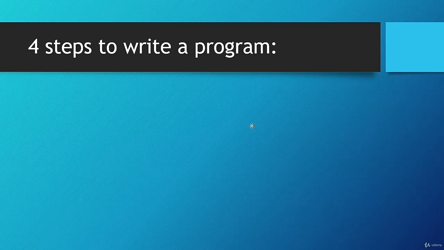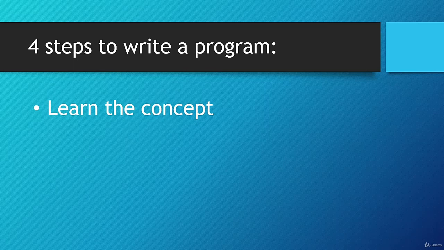First of all, 4 steps to write a Java program. First one is learn the concept. Learning the concept is one of the most important things while writing code. If you don't have a concept about anything, then you can do nothing. For example, we have an if statement. If you don't know the concept of the if statement, then you cannot use that if in your program because you don't know how the if statement works. So the first step is to learn the concept. Our main focus in this course is to learn the concepts, because once you learn the concept, then you can apply that concept in your programming.